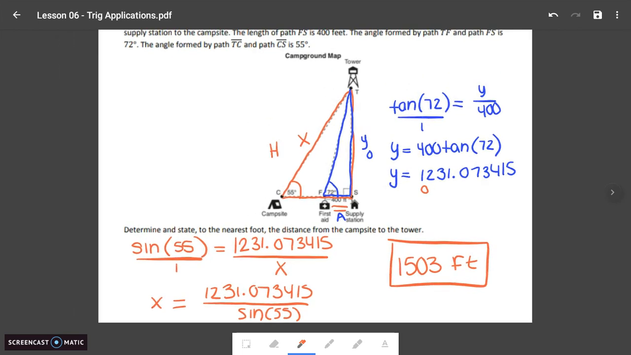So you notice we had to do 2 different setups to get to our final answer there. It's the only way we can do it.